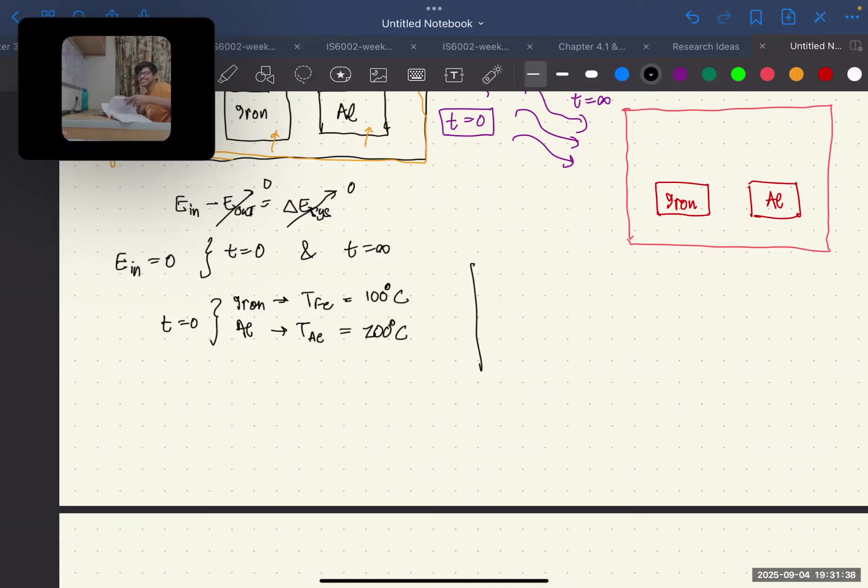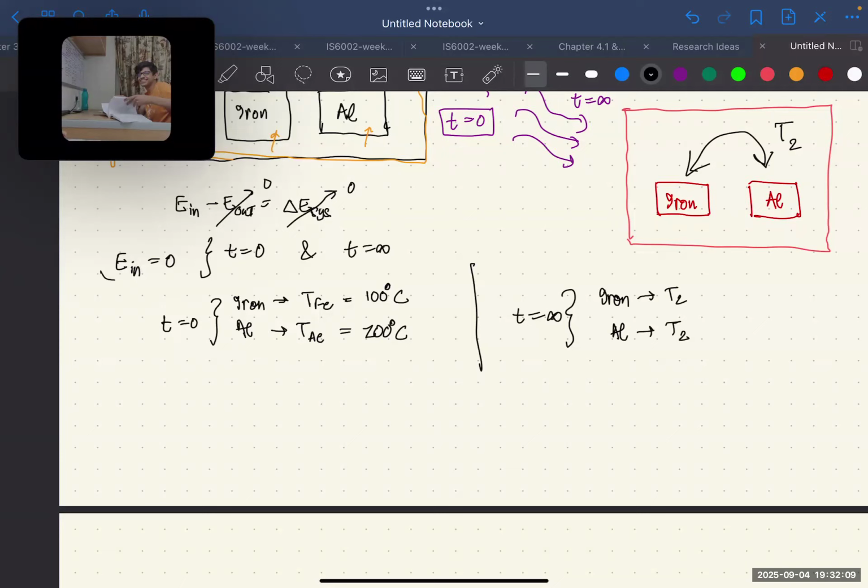What happened at t equals infinity? Both of them are going to come to the same temperature, right? They will exchange heat from whichever to whichever, but essentially they will come to the same temperature, which let's call T2. So iron would be at a temperature T2 and aluminum also would be at a temperature T2, right?